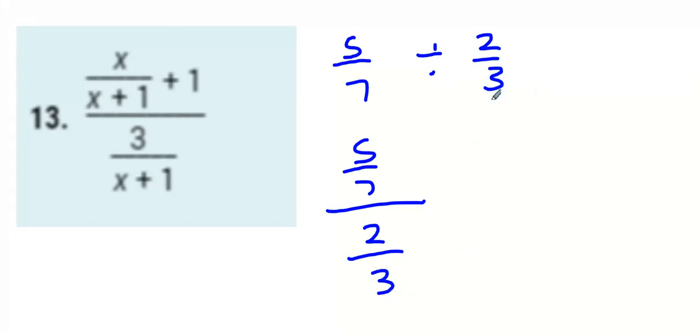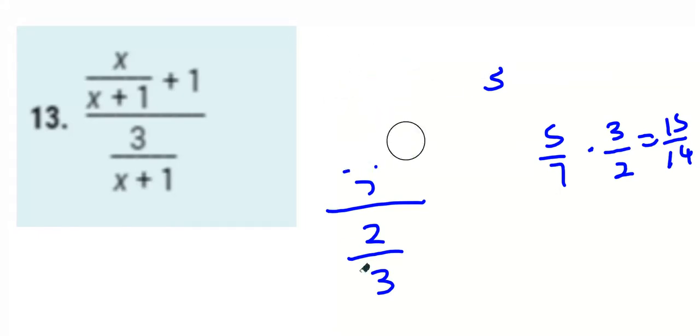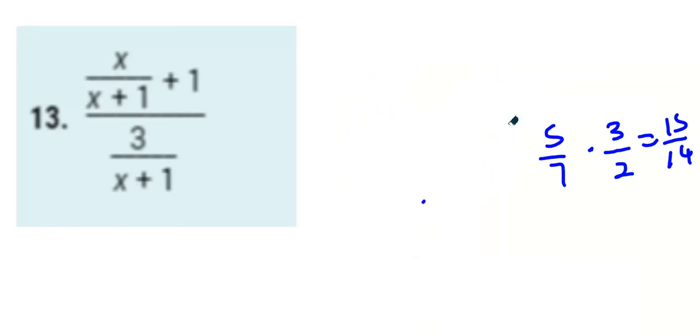What did we do with the 2/3 in the original process? We flip it upside down, right? 5 sevenths multiplied by 3 over 2. Now you all know this. I'm just making sure. And you get 15 over 14. Is that cool, you guys? Now, the problem with the top part, and the real problem with the top part of this question, yes?